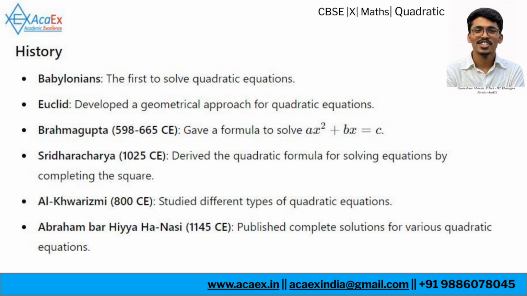Brahmagupta, an ancient Indian mathematician, gave a formula to solve equations of the form ax squared plus bx equals c. Sridharacharya is credited with deriving the quadratic formula by the method of completing the square. Al-Khwarizmi, an Arab mathematician, studied different types of quadratic equations. Abraham Bar Hanasi published a book in Europe containing complete solutions for various quadratic equations.